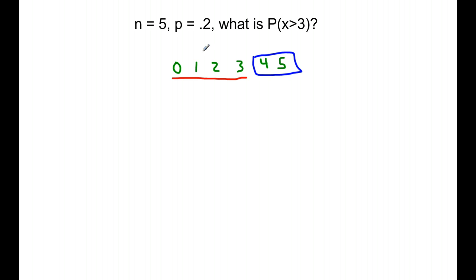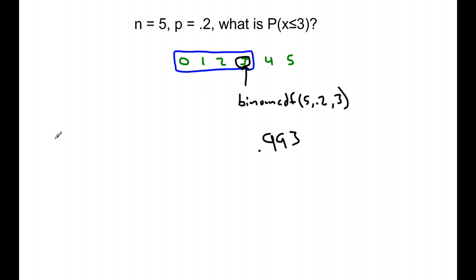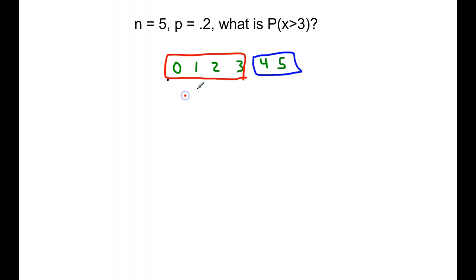So if we know that left side plus right side equals 1, then we can figure out what the right side is based on just knowing the left side. To figure out the left side, this area over here, I'm going to draw a red box all the way around it. To figure out that, we would do what we just did on the previous slide. We do the binomial CDF of 5, 0.2, and then 3, the highest number on the left. So we said this was 0.993.